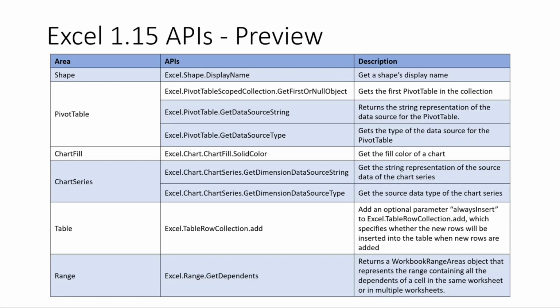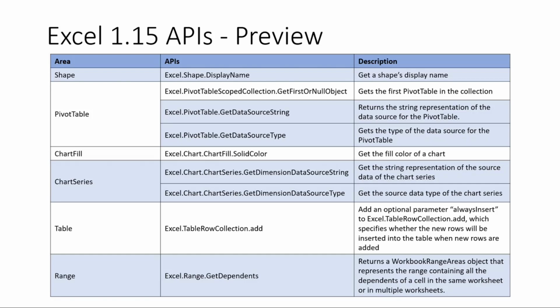We're also expanding the work that was done with range to add in the get dependents API. So now from a single cell, you can see what other cells it affects. And so this is all really building out those scenarios around transferring data from web service and getting it back into the source of the workbook and back and forth there.